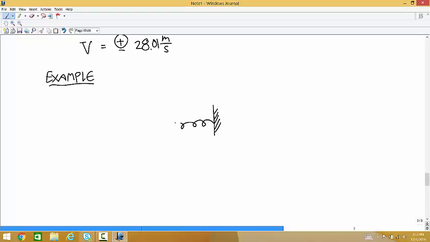So let's say we have a spring, and let's say the constant is 500 newtons per meter, and a mass of 10 kilograms. And let's say we fire a bullet into this. So this is a wooden block. We fire a bullet into it.